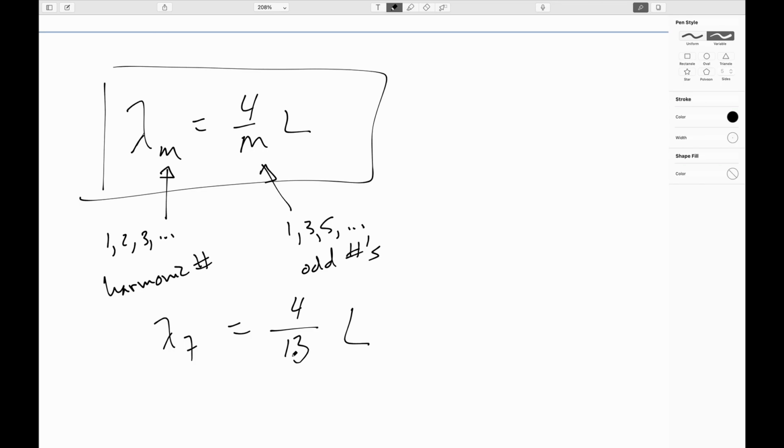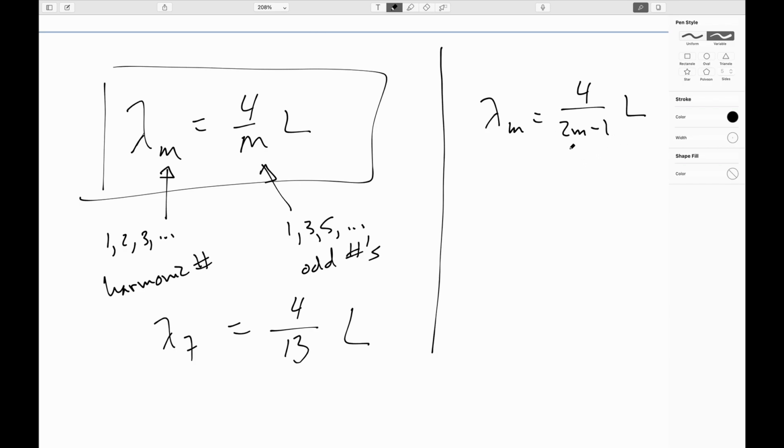I know that there's been a lot of work done in trying to figure out what would be the most memorable way to present that, so I'm not going to fight it. And probably most of you will be happy with that. But if you want to still stick with the idea of plugging in the same number m every time, there is another way you can write this. You can write this as lambda_m equals 4 over (2m minus 1) L.